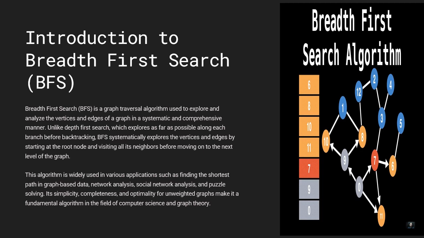Unlike depth first search, which explores as far as possible along each branch before backtracking, BFS systematically explores the vertices and edges by starting at the root node and visiting all its neighbors before moving on to the next level of the graph. This algorithm is widely used in various applications such as finding the shortest path in graph-based data, network analysis, social network analysis, and puzzle solving. Its simplicity, completeness, and optimality for unweighted graphs make it a fundamental algorithm in the field of computer science and graph theory.